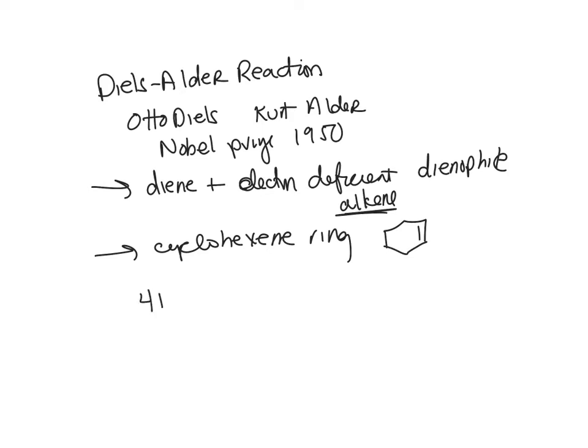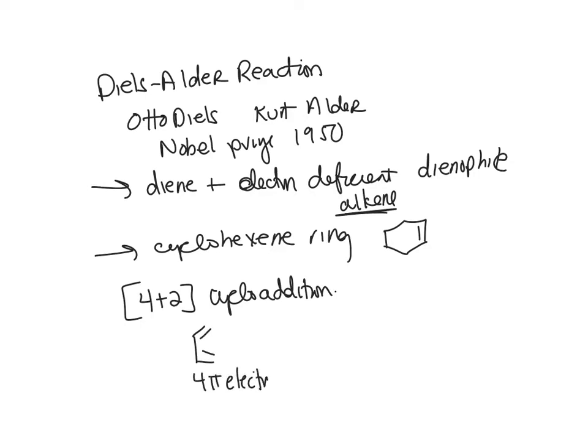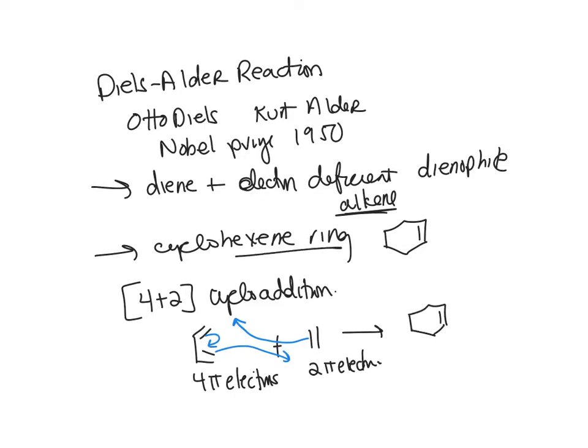And it's also called a 4+2 reaction, or 4+2 cycloaddition, because a ring is formed by the interaction of 4 pi electrons plus 2 pi electrons. And the mechanism is just you take your diene and your dienophile and you draw your 3 electron flow arrows and it makes this cyclohexene ring.